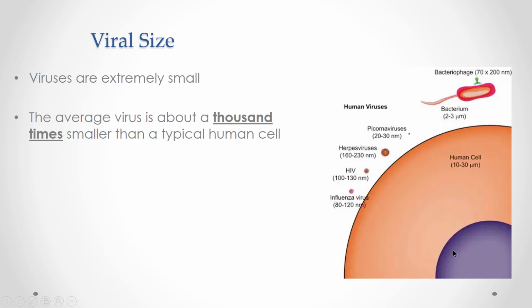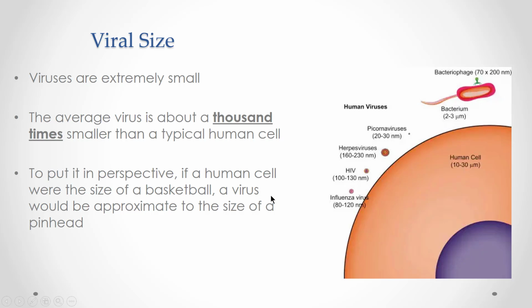So if this is a human cell, this is a bacterial cell, these are about the range of typical human virus sizes. And this, by the way, this little green thing is a virus that infects bacteria. So viruses that infect bacteria are about that size. That's called a bacteriophage. So if a human cell were a basketball, a virus would be about the size of a pinhead.